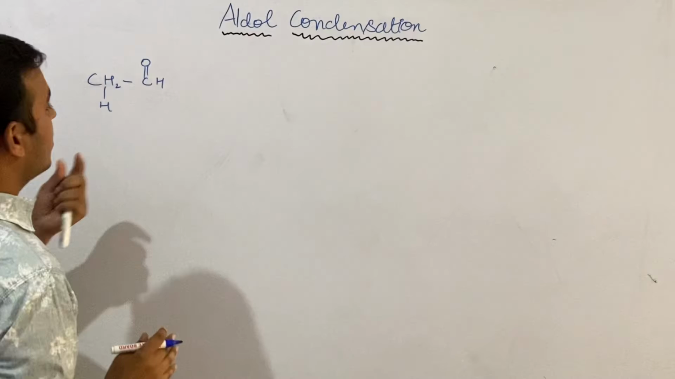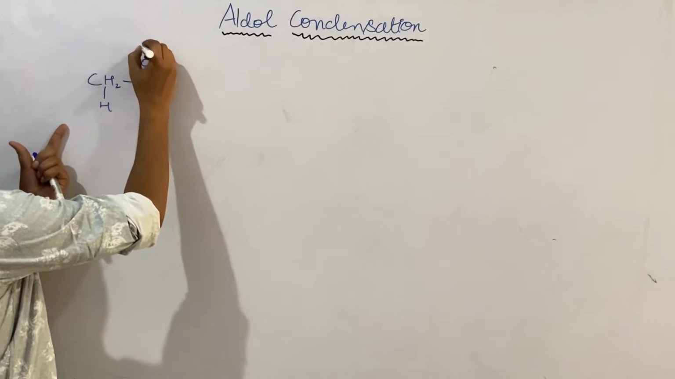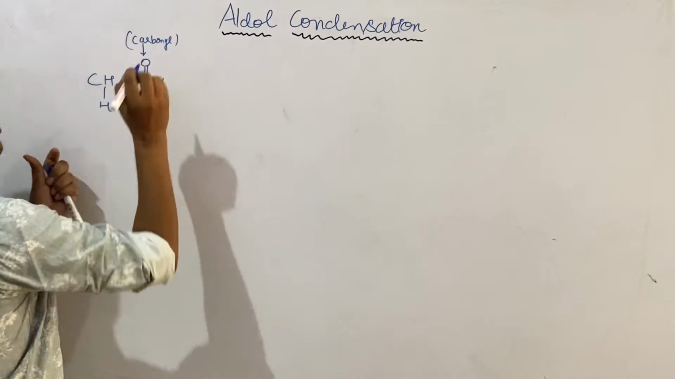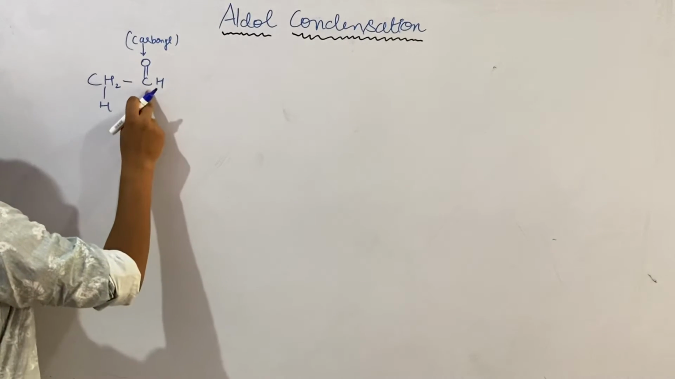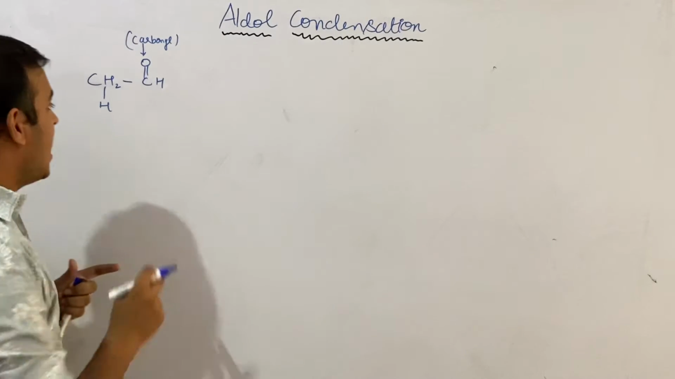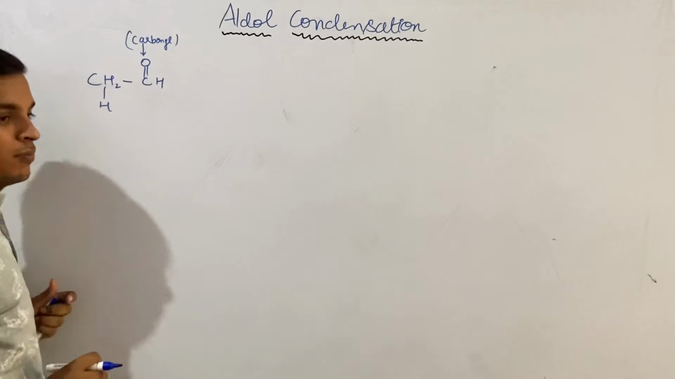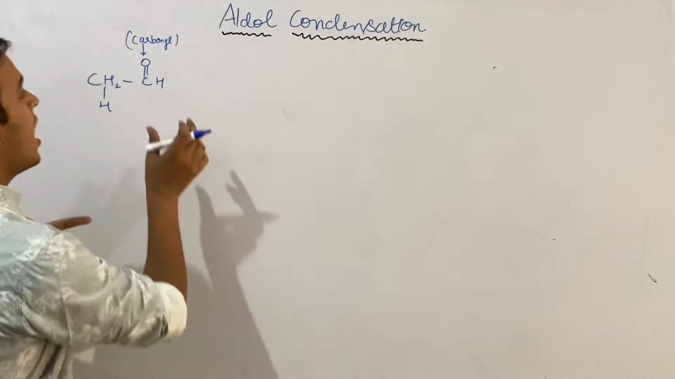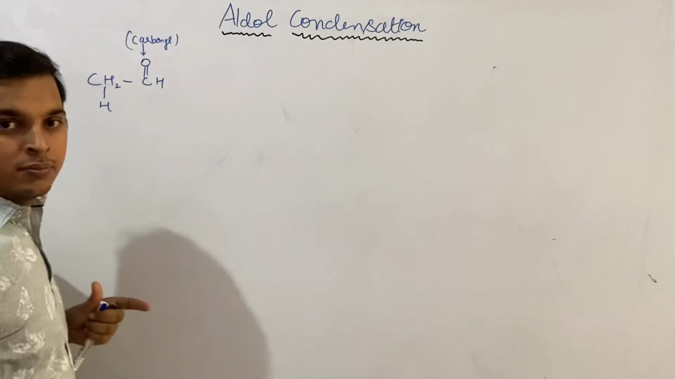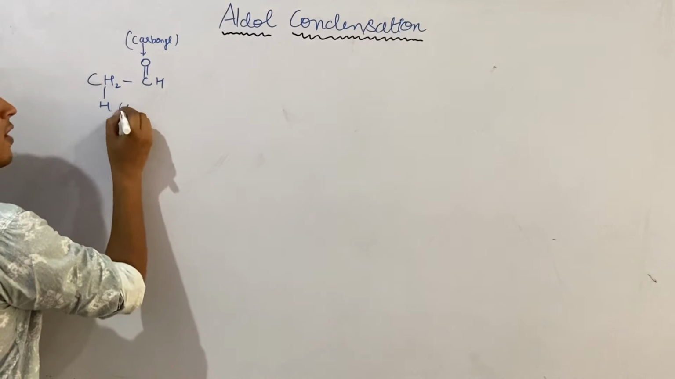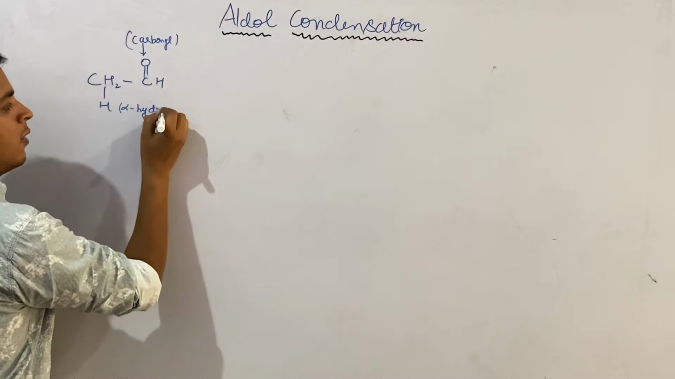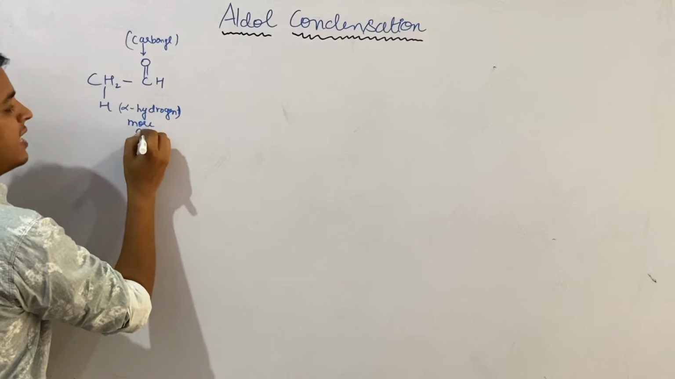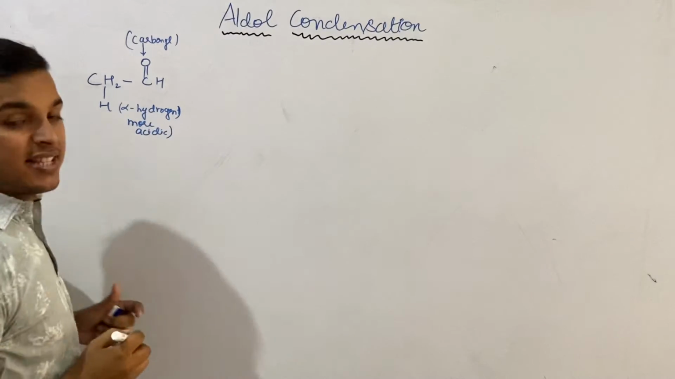The carbon adjacent to that carbonyl carbon, this is the carbonyl carbon. The carbon adjacent to the carbonyl carbon is known as the alpha carbon, and the hydrogen attached to that is the alpha hydrogen. The necessity for the Aldol condensation is that your carbon should have the alpha hydrogen. These alpha hydrogens are more acidic.